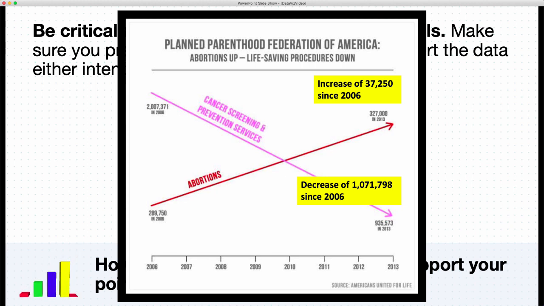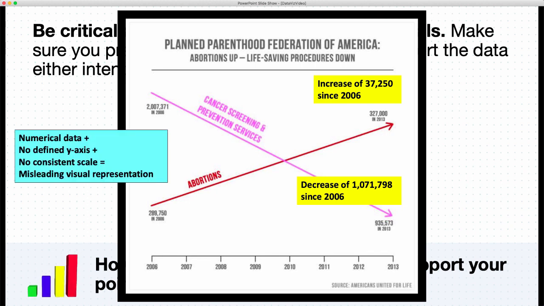Now, 37,000 and 1,071,000 are two hugely different numbers. One's quite a bit smaller than the other. But on this particular data visual, it makes it look like those increases and decreases are the same in terms of amounts. And the problem is there's no y-axis. Over there on the left-hand side is where you'd see a y-axis. And for the data to be accurate, you'd have to have a y-axis that was consistent. There's not a consistent scale here either, so this is really misleading.